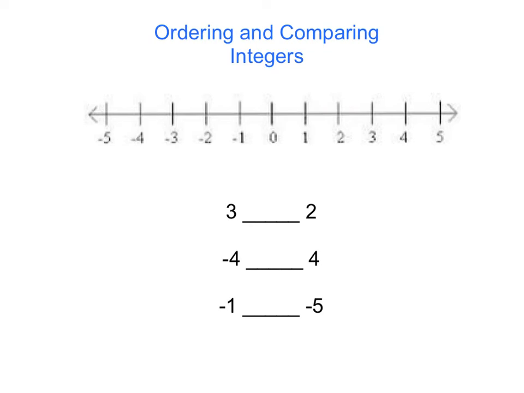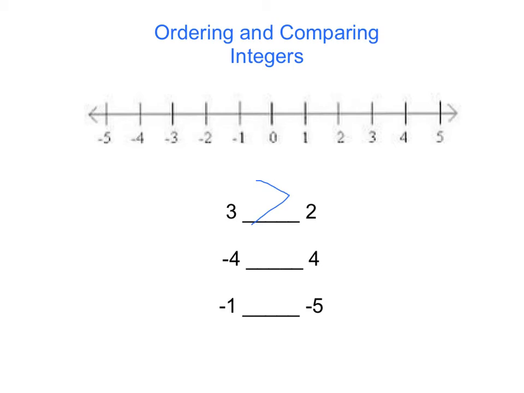If we look at the first problem, we have 3 and 2. Here we're just looking at two whole numbers. So we know that 3 is going to be greater than 2 because it's farther to the right, and so we put the greater than symbol.